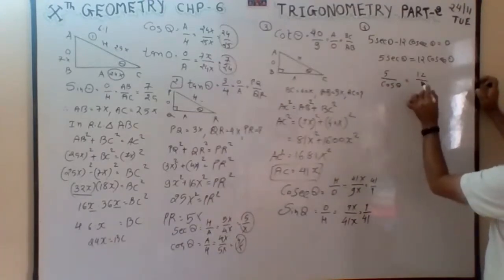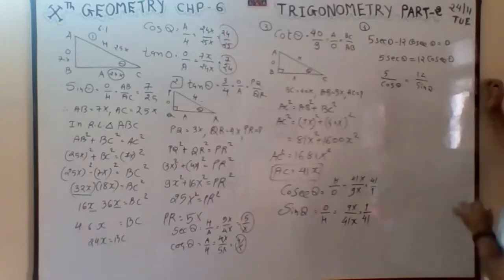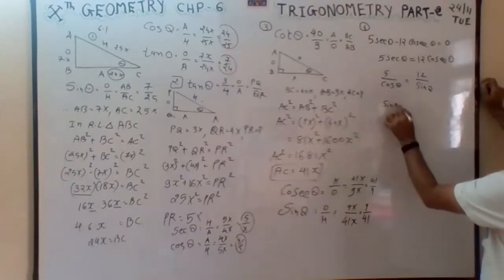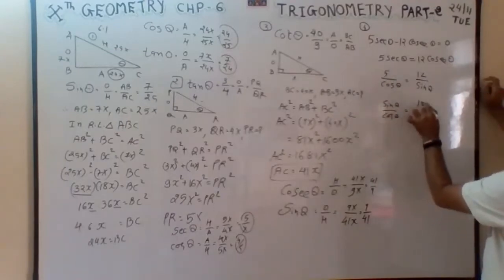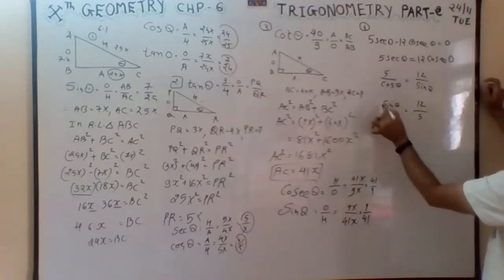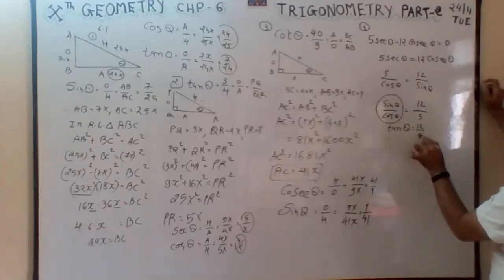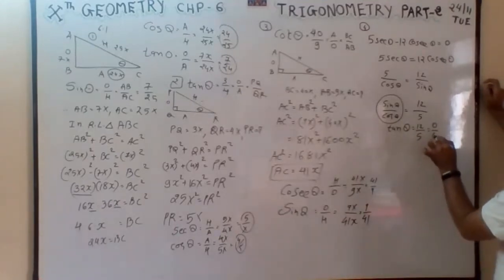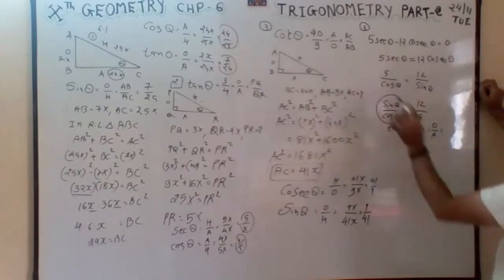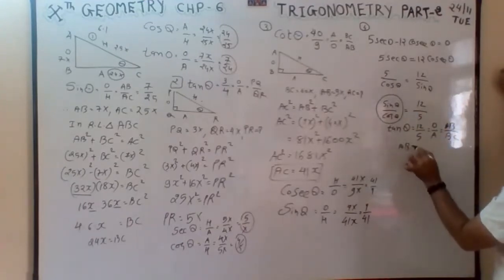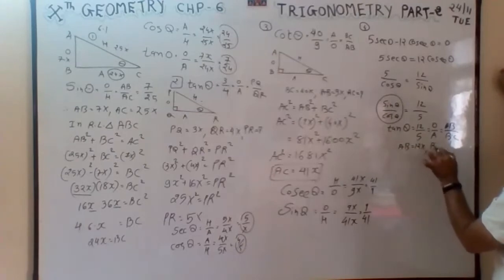And this is 12 by sine theta. This will go to the numerator: sine theta by cos theta, 12 will be here only, 5 goes down. So sine by cos is equal to tan theta, that is opposite by adjacent. Opposite is AB, adjacent is BC. So AB is equal to 12x, BC is equal to 5x.